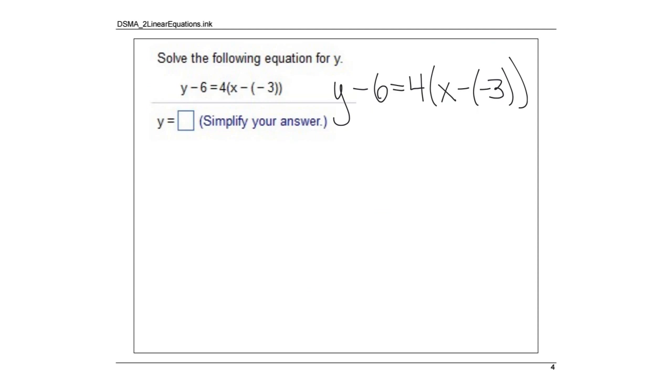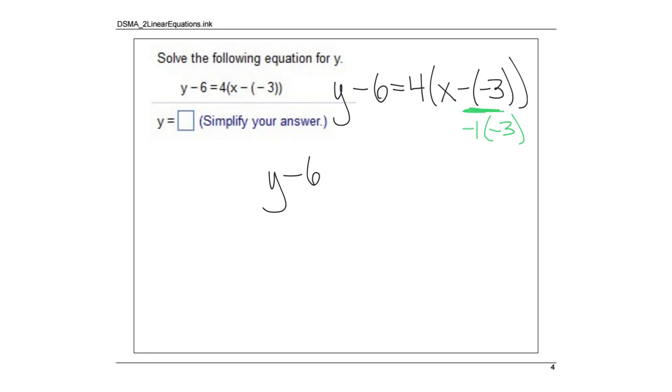Now, sometimes we have 2 variables. This happens a lot in algebra. And so for this one, we are solving the following equation for y. That means we want y all by itself on the left-hand side, and we want everything else on the right-hand side. But let's clean it up first. Look what happens over here. We have minus a negative. So this is the same thing as -1 times -3. So let's clean that up.